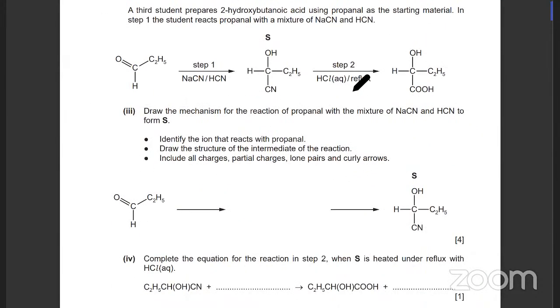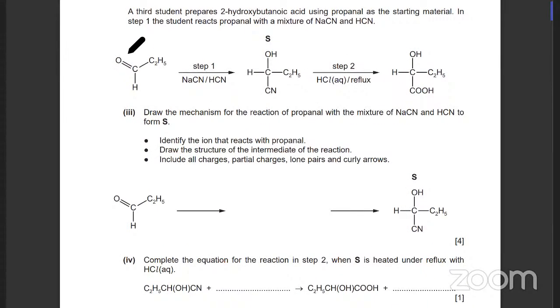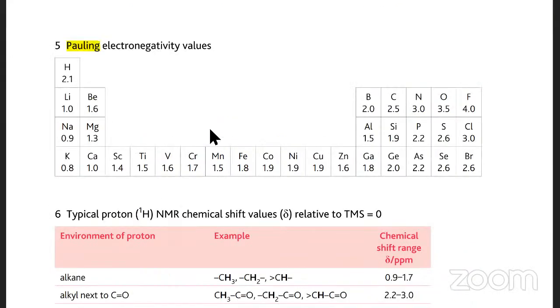So moving to the next part, which is this one. They're asking about nucleophilic addition, and they're asking to identify the ion that reacts with propanal and draw the structure of the intermediate. So it's a cyanohydrin that's getting formed. So this question is nucleophilic addition. Just let me double check this one.